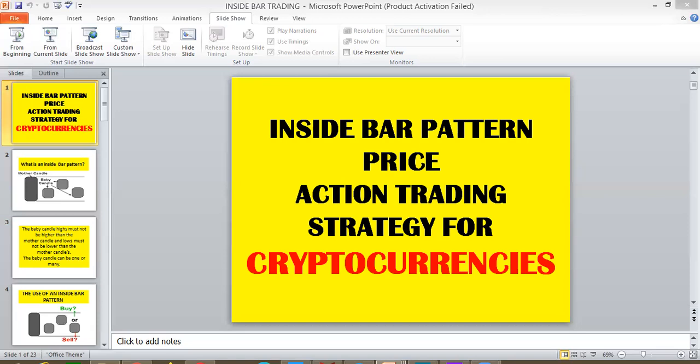So once you spot this kind of thing, the question arises: what should you do? Are you going to buy? Are you going to sell? That's just what I want us to understand, so that whenever you spot it, you'll know the next line of action you should be taking. So we have this mother candle, then we have these baby candles here. Should you buy or should you sell?